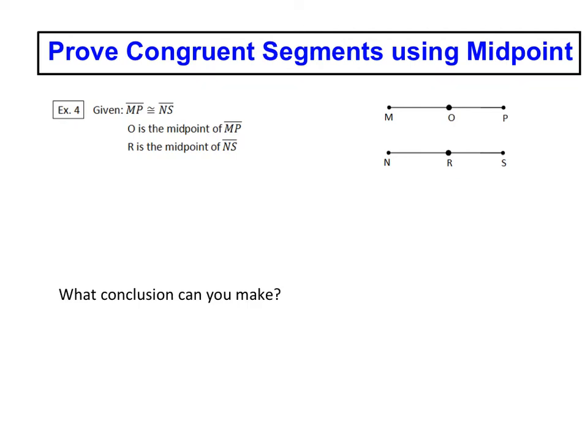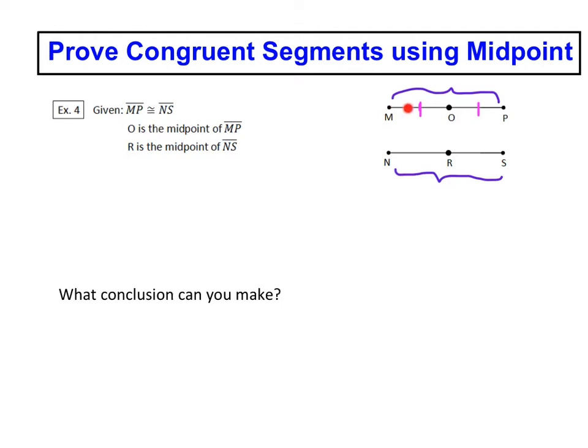Alright, in example 4, we're just going to do one of those informal proofs again. We're given that MP is congruent to NS. So here's MP, this whole thing is congruent to NS. Then we're told that O is the midpoint of MP, so anytime you're given a midpoint, that means that you have congruent segments. And then we're also told that R is the midpoint of NS.